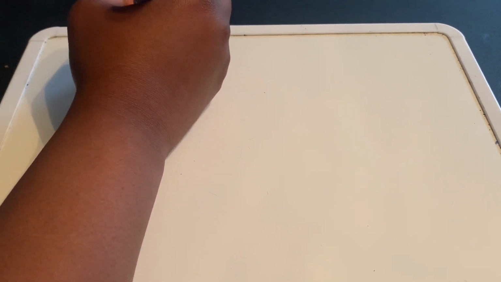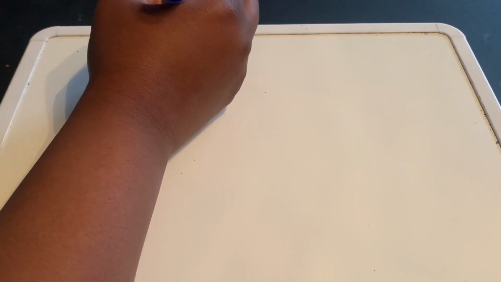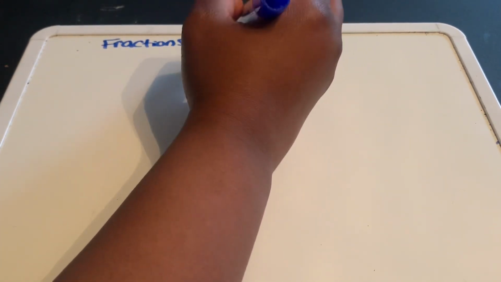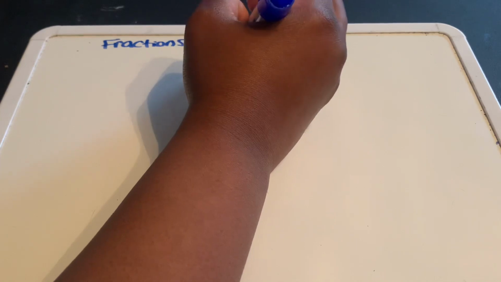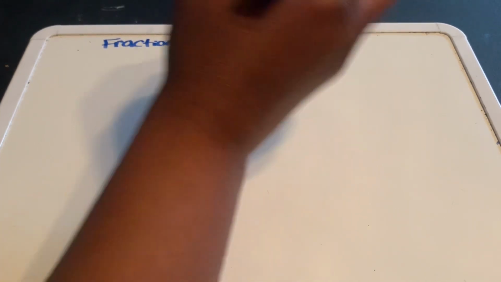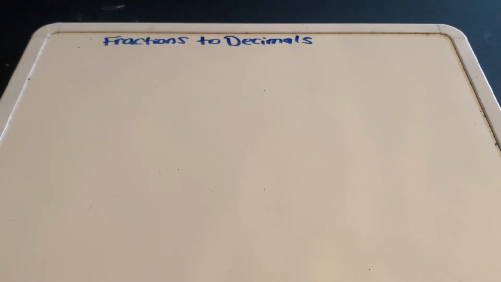We are going to be working through how to turn or convert fractions to decimals. This is a very simple process. I'm going to take you step by step. We're going to look at 4 different math problems, and then we're going to manually get our calculations, and after that, we will check them using the calculator.